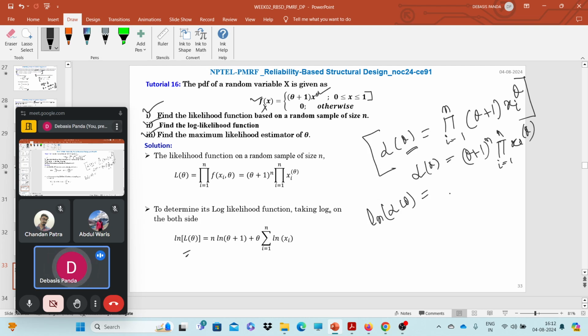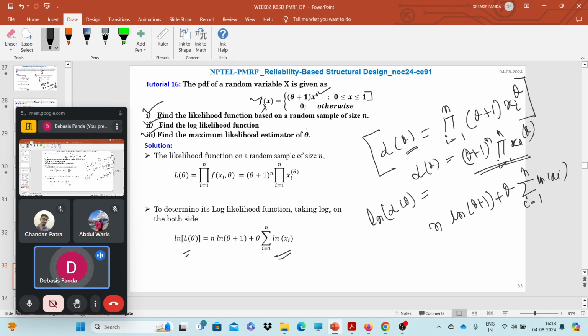Now what will be the log likelihood function? Take log on both sides. If we take log on this side, what will we get? We'll get n, which comes before the log, times log of theta plus 1, plus theta, and if we take log, the pi sign, or the multiply sign, will become the summation sign. That is the basic mathematics: summation from 1 to n of ln of x_i. So this is your log likelihood function. To find the log likelihood function, the second problem is already solved.